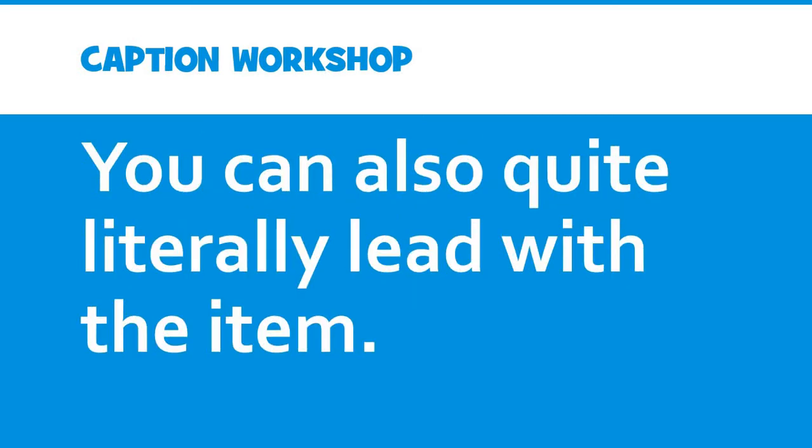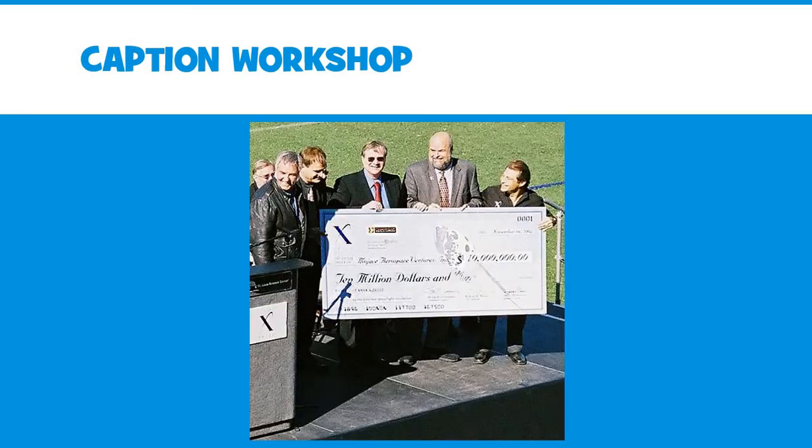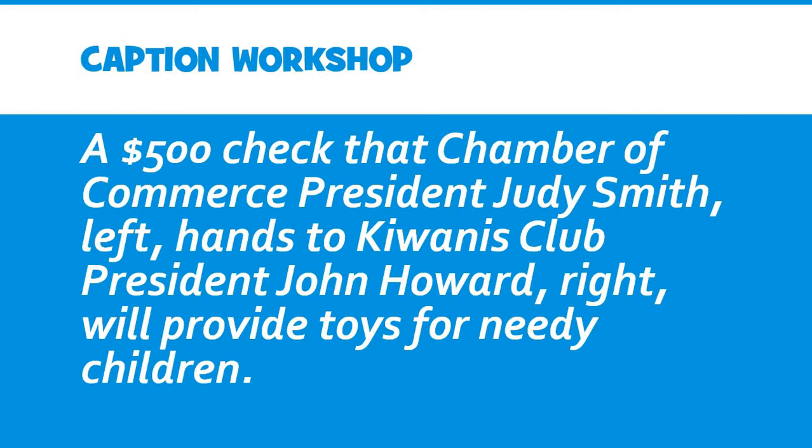You can also, if it's a ceremonial thing, make something about the item itself that is being talked about. So anytime you're in a situation where somebody's giving someone else a giant check for charity reasons, make it about what the check itself will do. So: a $500 check that Chamber of Commerce President Judy Smith, left, hands to Kiwanis Club President John Howard Wright will provide toys for needy children. So talk about what the impact of the check will actually be instead of just the fact that it is a check.